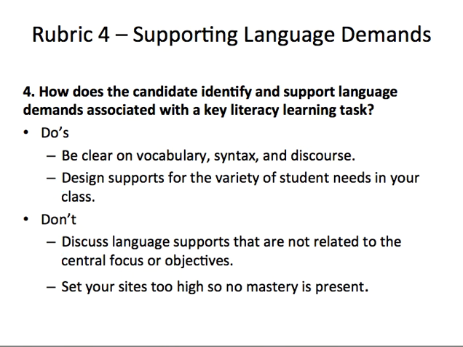Now, rubric 4 is all about supporting language demands. And this is, again, all about identifying that vocab, syntax, and discourse that aren't really part of the lesson, but they're all things that they need to do in order to succeed at the lesson. Be clear on what each one of those things is.